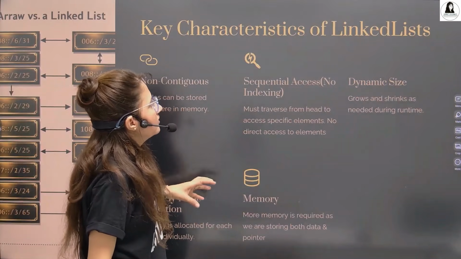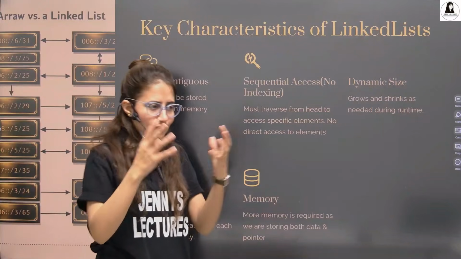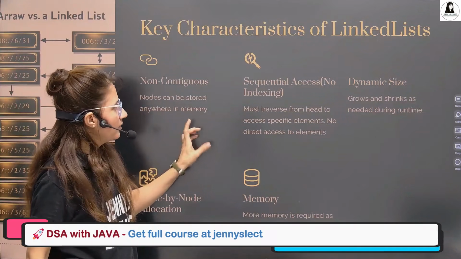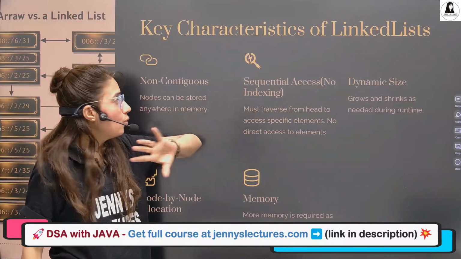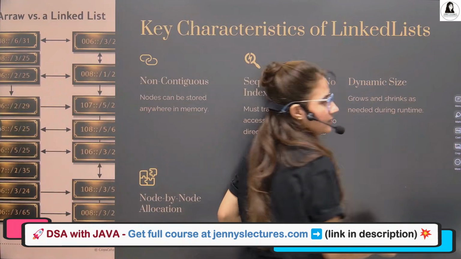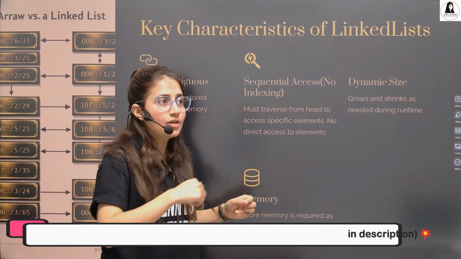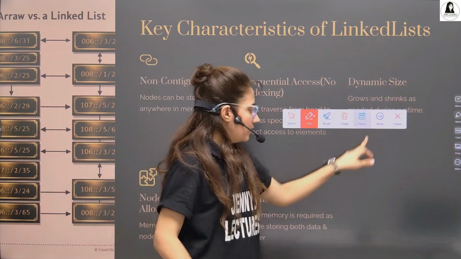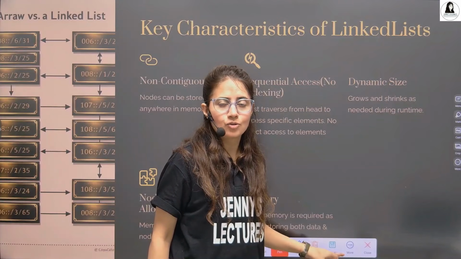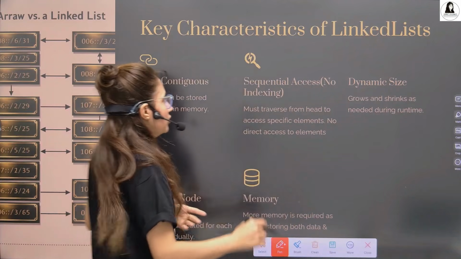Now, some key characteristics of linked list, we have discussed everything. These are non-contiguous. Nodes can be stored anywhere in memory. Sequential access, no indexing. You have no index in a linked list like 0, 1, 2, 3, so you cannot directly access any data like we do in arrays. You have to go sequentially.